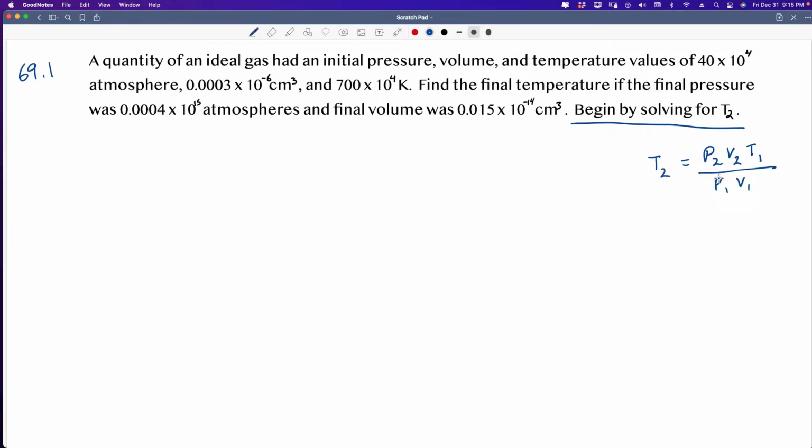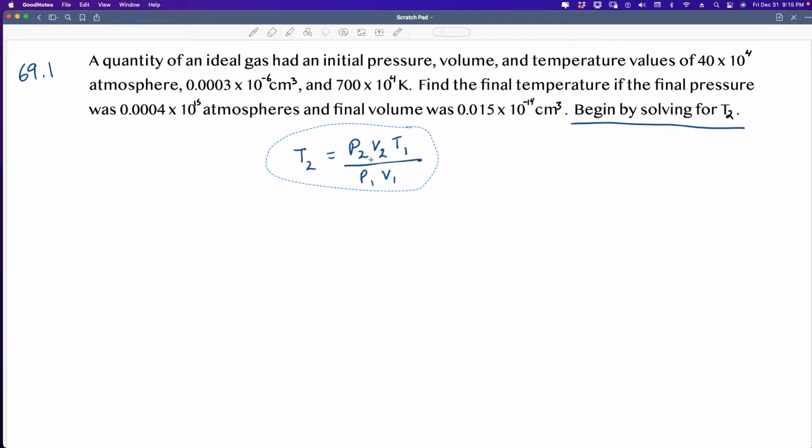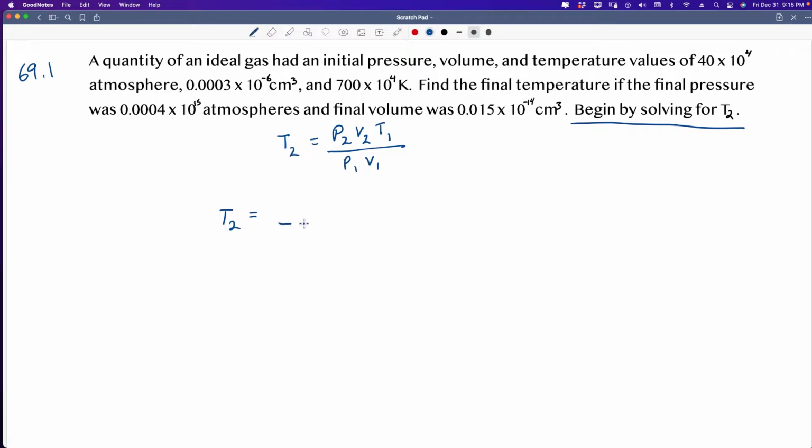Now that we know what the format is, we can just start dropping these values in here. I'm going to move this over here to the middle so you can see it a little bit better. Here's our format. We don't know what T2 is. That's what we're trying to find out. I'm going to draw a big long line because these are big long numbers. And now I'm going to start dropping the information in. We have P2, V2, and T1, and then on the bottom we have P1 and V1.